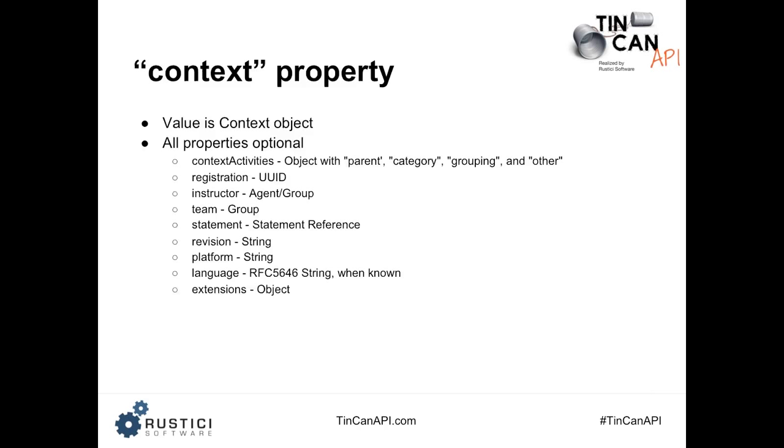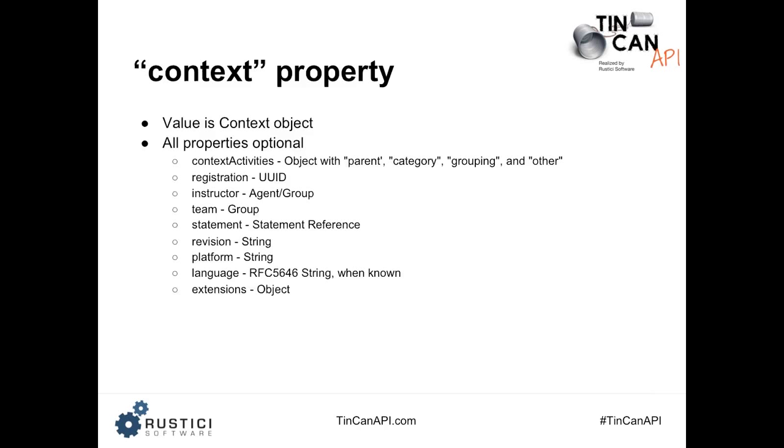Another property is registration. So I mentioned UUIDs already. So registration takes a UUID as its value. And registration is really related to the LMS world, but is essentially there so that we can group statements based on not just the agent or not just the activity, but we can actually say that a particular statement applies to one instance of the experience for that agent, that activity.